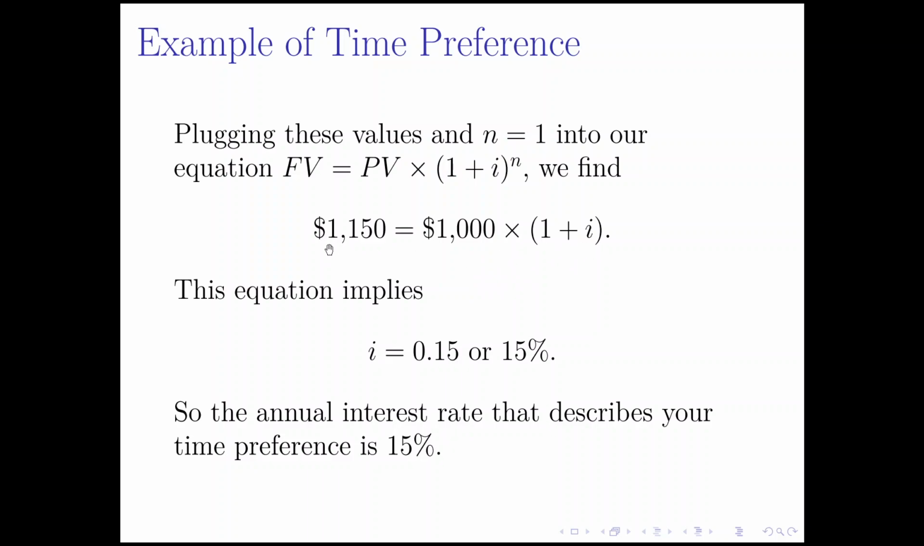Now, solving for I here, it's not hard to see that I equals 0.15, or 15%, right? So what that means is that the annual interest rate that describes your time preference is 15%. One might also say that you discount the future at a rate of 15% per year. So yeah, that describes your time preference, 15% interest.